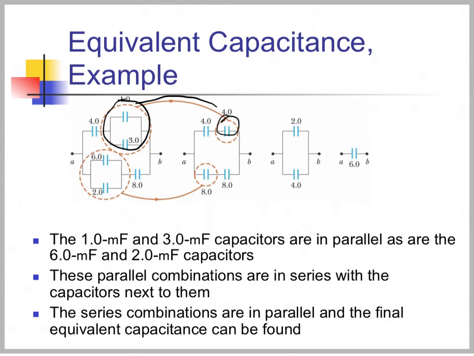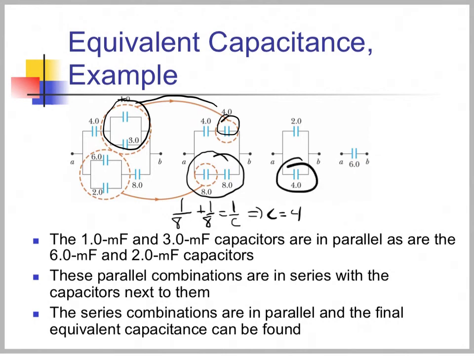1 plus 3 is 4. I could do the same on the bottom side here. Right, I have the 6 plus 2 is 8, so I can replace these with an 8. Now I can look at this and say these two capacitors are in series, so I can add them reciprocally. So I have 1 over 8 plus 1 over 8 is equal to 1 over the equivalent. 1/8 plus 1/8 is 1/4. So C equals 4 microfarads.